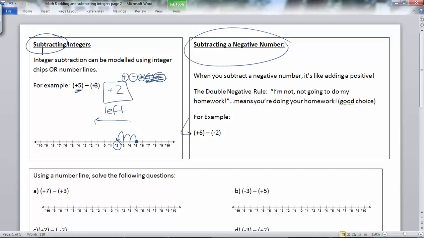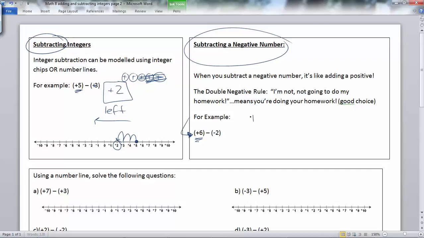It does not matter what the first number is. This rule is only for subtracting a negative number. So it says when you subtract a negative number, it's like adding a positive. It's the double negative rule. So for example, I'm not going to do my homework means you're totally going to do your homework.